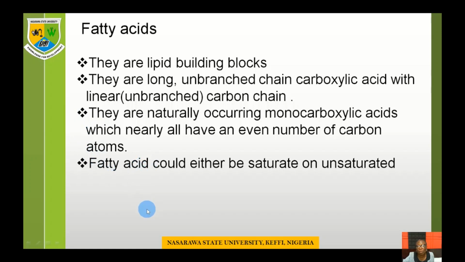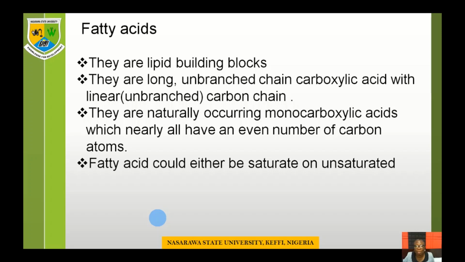Now we've come to the end of classifying lipids. We've been able to classify lipids into 3 classes. Class 1 are the simple lipids, which are made up of the fats and the waxes. I would say fats are esters of fatty acid and alcohol, and we said the alcohol could either be glycerol or a long chain monohydric alcohol in waxes.